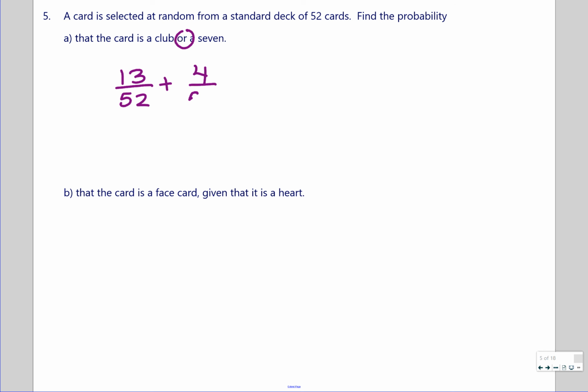4. And then we have to think about if these are mutually exclusive or not. Is there a card in the deck that is both a club and a 7? Yes, so that one got counted twice in both groups, so we have to subtract it. We subtract the 7 of clubs, the one card that they have in common. So you can just do all the numerators first here. You're going to have 13 plus 4 is 17, minus 1 is 16 over 52, and then divide. And you get 0.308.